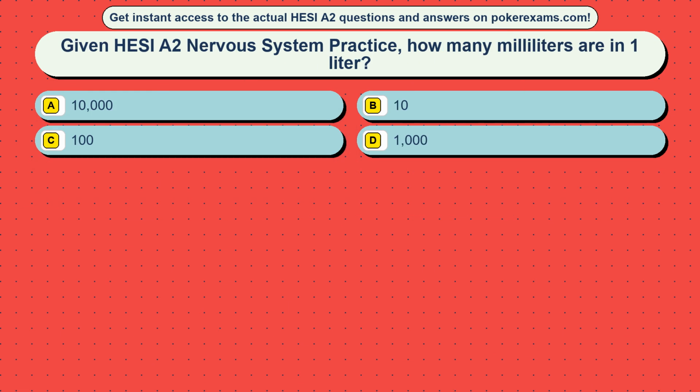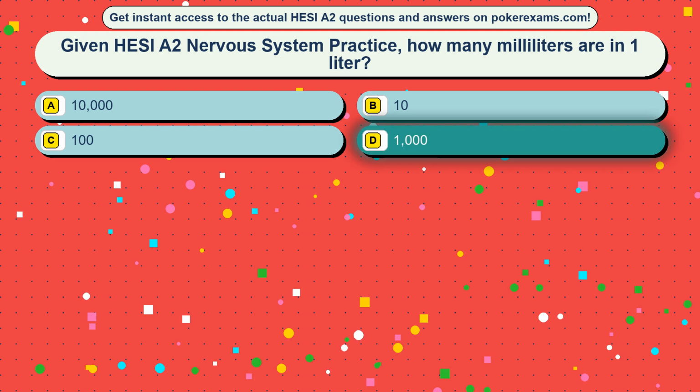Question 28. Given HESI A2 nervous system practice, how many milliliters are in 1 liter? Option A, 10,000. Option B, 10. Option C, 100. Option D, 1000. The correct answer is option D, 1000.